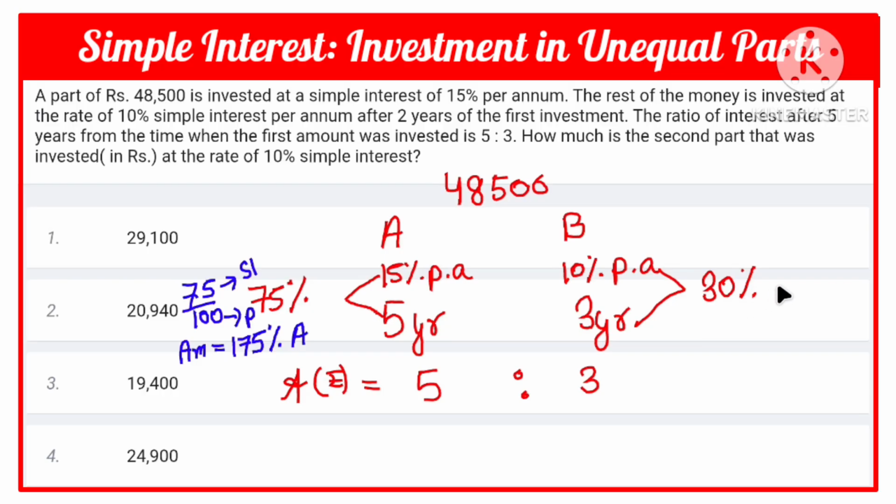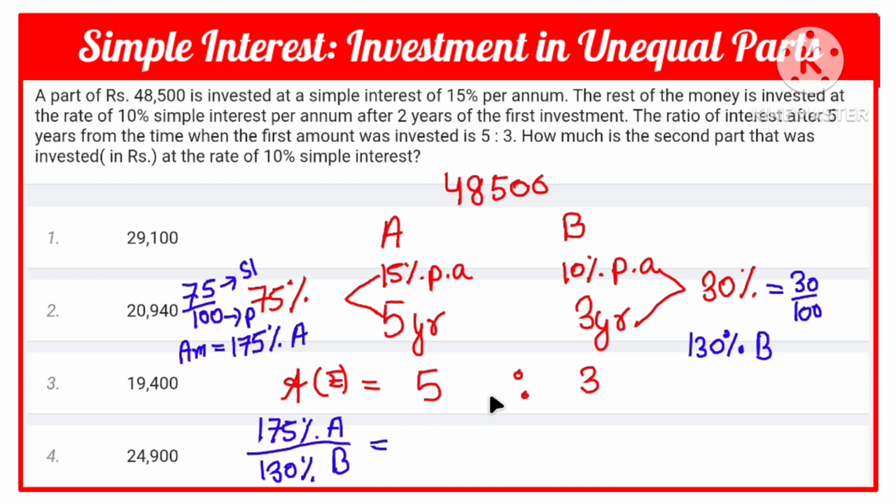And in the same way, if we find this one, that is 30 by 100, 100 is principal, 100 plus 30, that is interest. If we add, we will get 130% of B. This will be the amount in the second case. And according to the question, it is given the ratio is 5:3. That is, if we write like this, 175% of A divided by 130% of B is equal to 5/3.